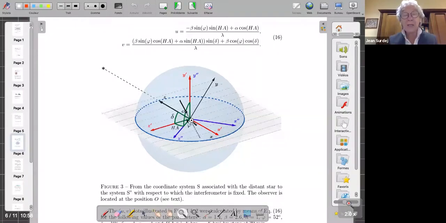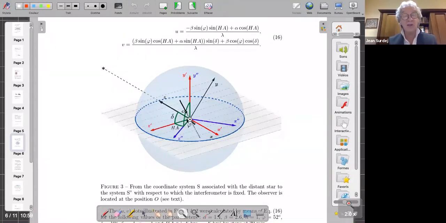Now what is very important are the coordinates X and Y, because the star sees everything projected on that plane, because it's perpendicular to the Z direction. And the UV frequencies are, of course, defined with respect to X and Y, since U is equal to X divided by the wavelength, and V is equal to Y divided by the wavelength. So this is already one coordinate system.